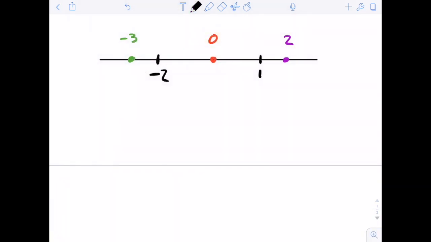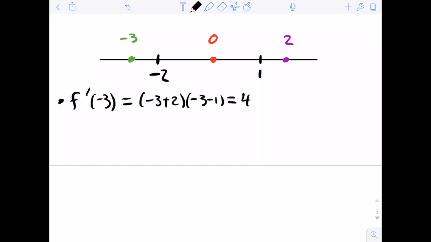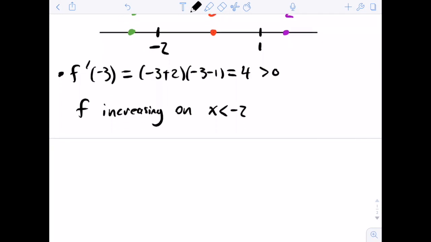Then remember the next part is that we plug these numbers into the derivative and check the sign, right? So we'll check f prime of -3. So we'll plug that into the derivative. So that's -3 plus 2 times -3 minus 1. So that's going to give you 4, which is greater than 0. So this tells us that the function f, the original function f, is increasing on the interval x less than -2.